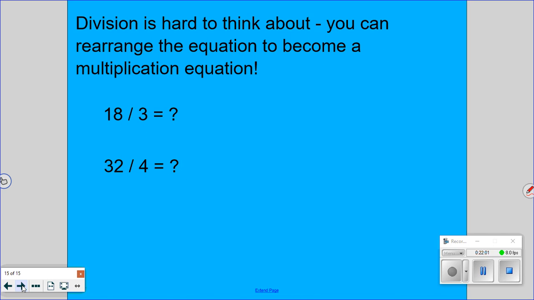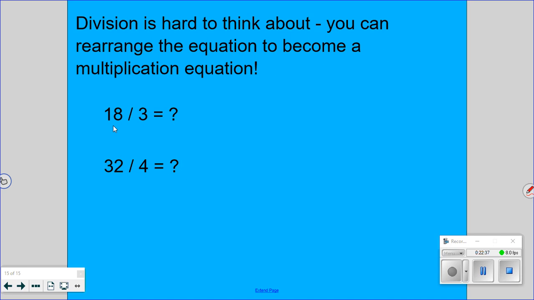I want you to write the equation 18 divided by 3 equals box or question mark, whatever you want. Are we writing it down? Yep. We don't write the question. You don't need to write the top part. Just this equation. 18 divided by 3 equals box or question mark.